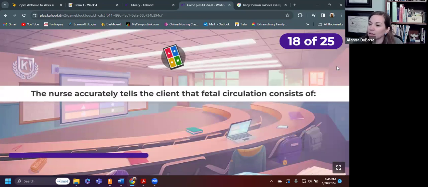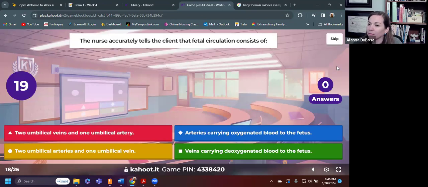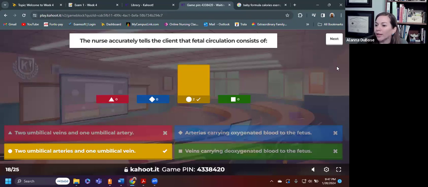The nurse accurately tells the client that fetal circulation consists of red, 2 umbilical veins and 1 umbilical artery. Blue, arteries carrying oxygenated blood to the fetus. Yellow, 2 umbilical arteries and 1 umbilical vein. Or green, veins carrying deoxygenated blood to the fetus. All right, good job, y'all.